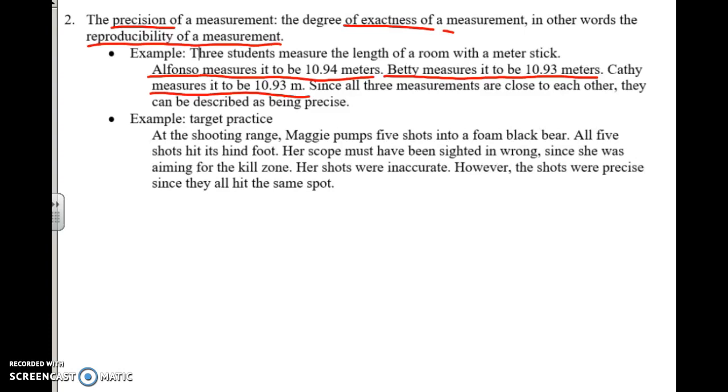We can look at another example, a little bit more gruesome. At the shooting range, Marge pumps 5 shots into a foam black bear, and all 5 shots hit the hind foot, the back foot. Her scope must have been sighted in wrong since she was aiming for the kill zone, or the center of a target. Her shots were inaccurate, however, they were precise since they all hit the same spot. So her data would be very reproducible because she kept hitting the same spot.